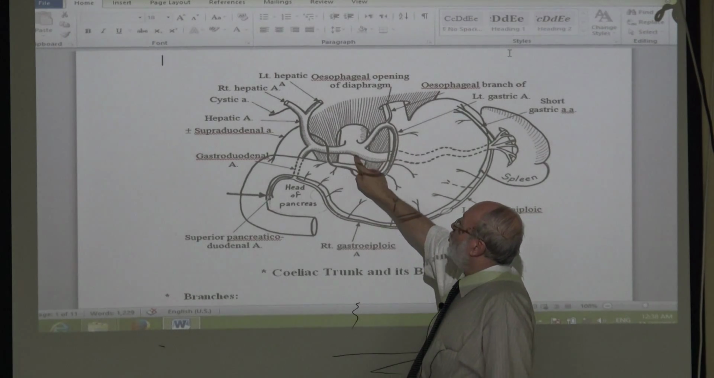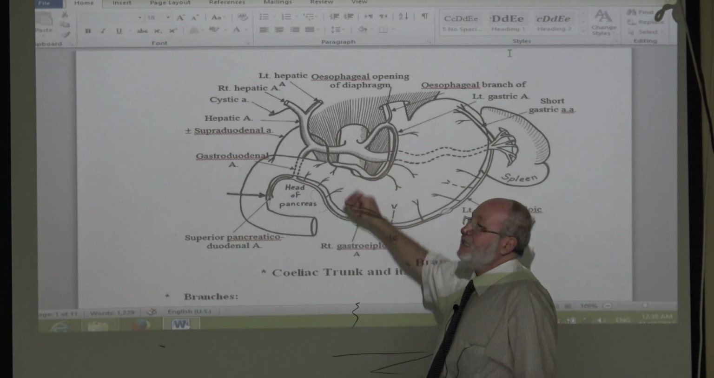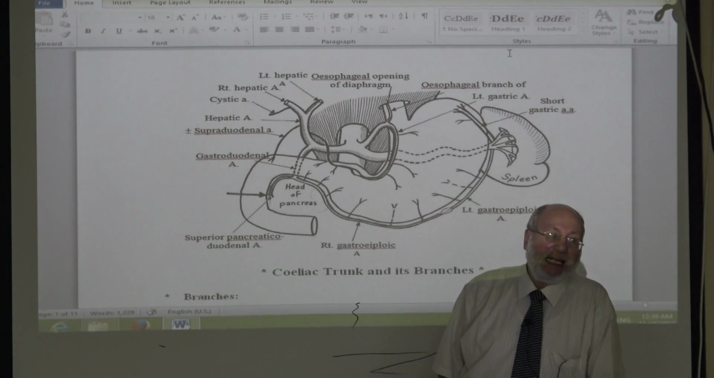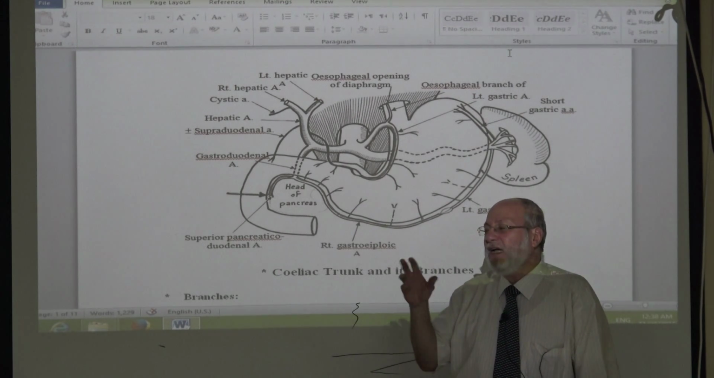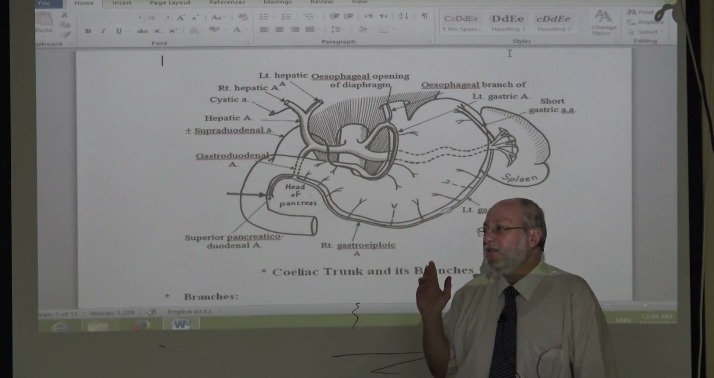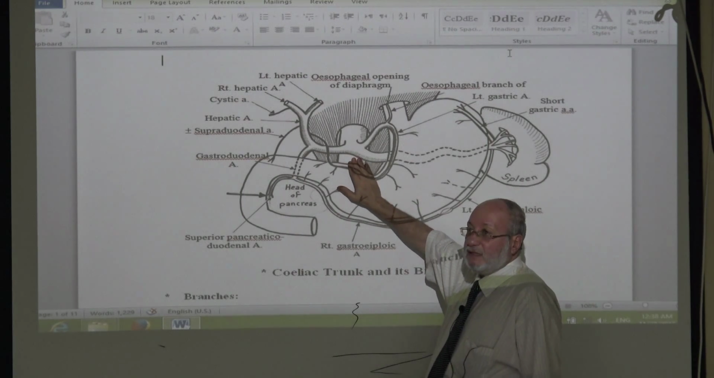And just below the celiac trunk is the upper border of the body of the pancreas, as we will see when taking the body and the relation of the pancreas. Just below there is the upper border of the body of the pancreas.